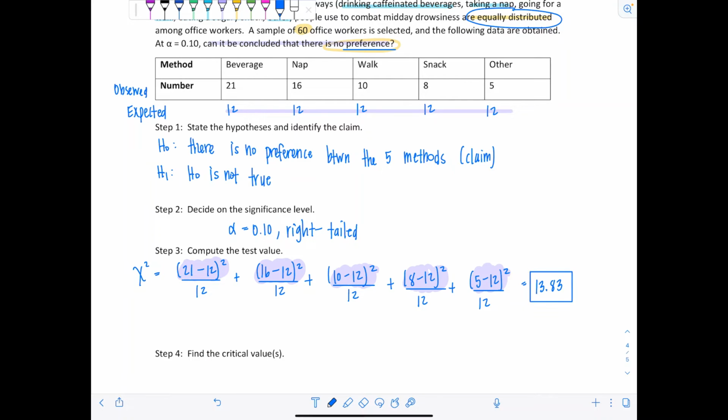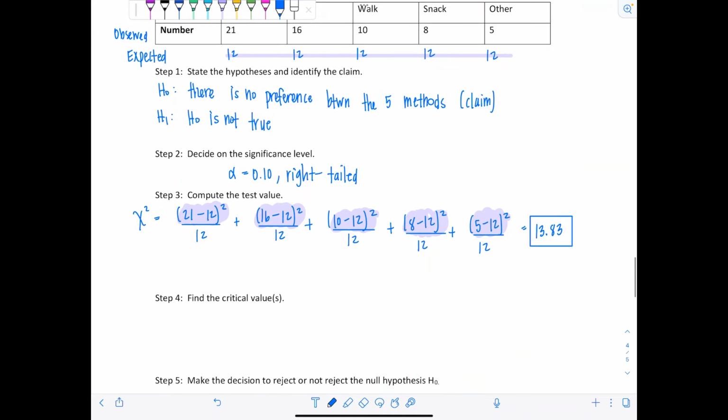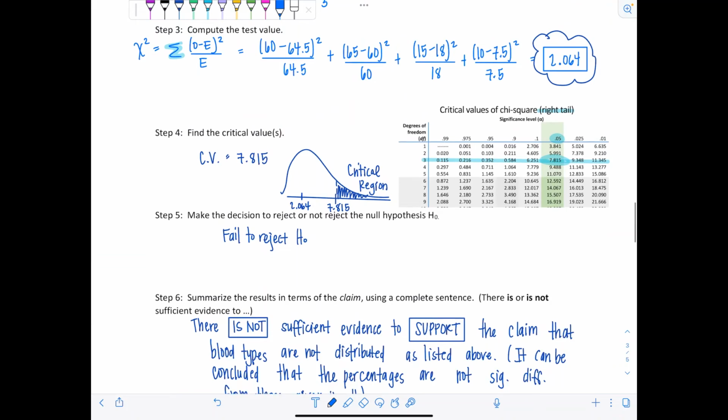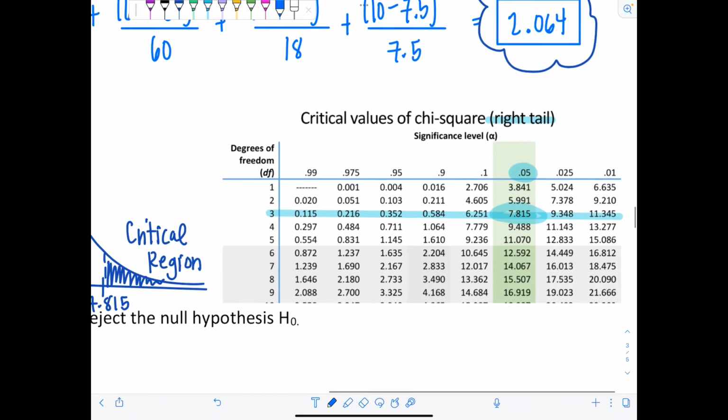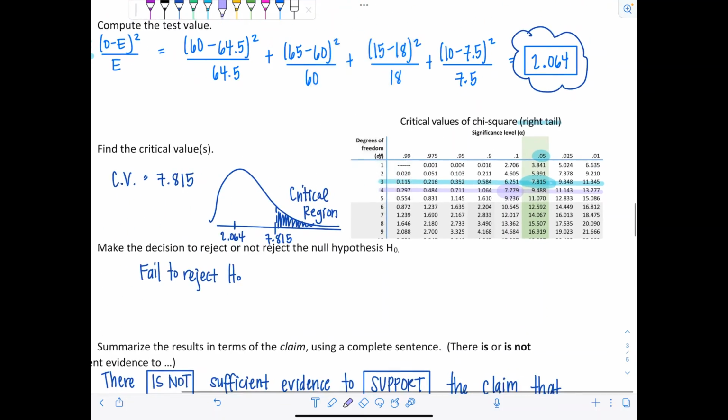All right, now we're going to find the critical value. So degrees of freedom would be number of categories minus 1. There's 5 categories, 5 ways to combat drowsiness. Minus 1 is 4. Remember, alpha was 0.10. Let me go back to the table that was here. So this time we have 4 degrees of freedom, and alpha is 0.10. So here is my critical value, 7.779.